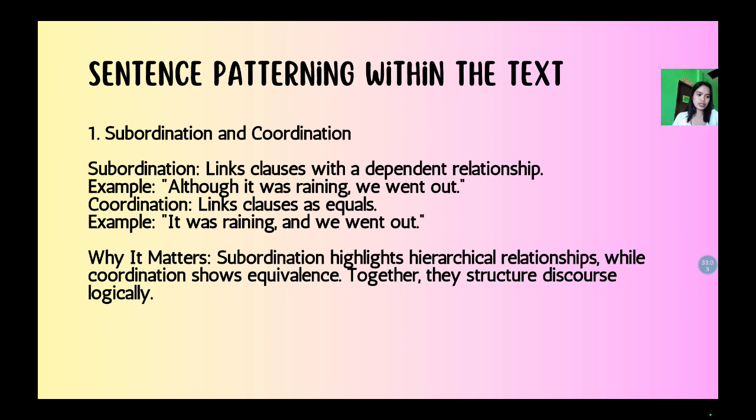Now let's proceed to the second part, the sentence patterning within the text. First is subordination and coordination. Subordination links clauses with a dependent relationship. Example, although it was raining, we went out. Again, subordination links clauses with a dependent relationship. Although it was raining, we went out.